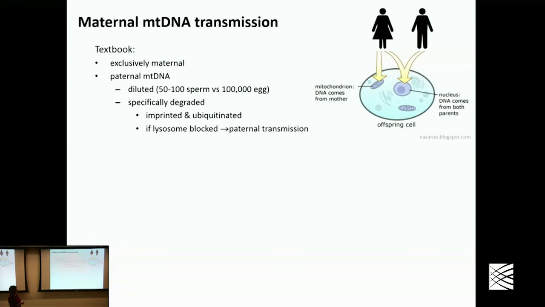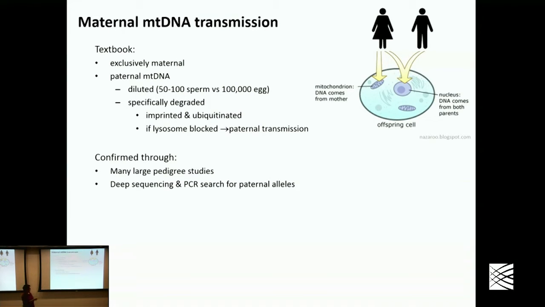So the paternal DNA, so the sperm coming in, has only like 50 to 100 mitochondria. They're packed in the tail. They let the sperm swim. The egg has 100,000 mitochondria. So first of all, you have a huge dilution factor. Maybe that's why we're not seeing paternal inheritance. Well, you do have dilution, but that's not the full answer. The sperm mitochondrial genomes are specifically imprinted, ubiquitinated, and then they get degraded in the egg. And if you block the lysosome so you can't degrade them, then you will see this very small amount of paternal transmission.